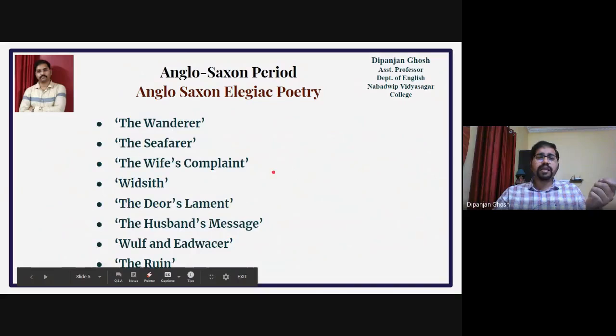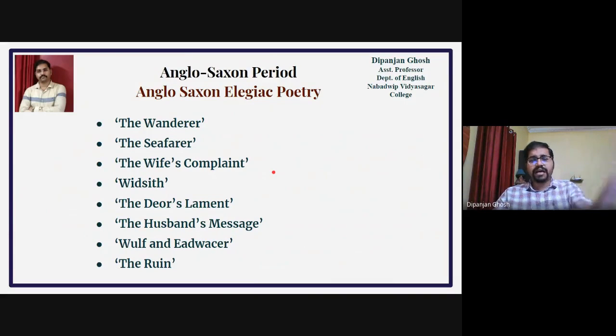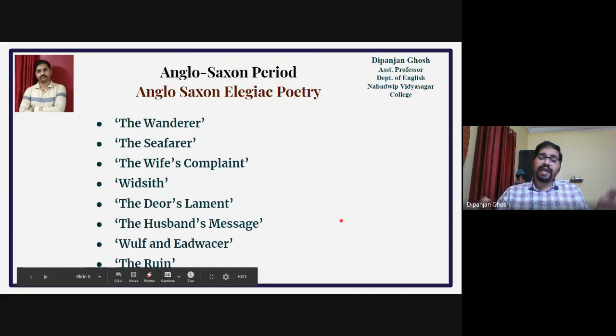So let us think about the Anglo-Saxon elegiac poetry. Ultimately, these are the patterns. These are the main important texts that are traced to be considered as Anglo-Saxon elegiac poetry, and under these you will find The Wanderer, The Seafarer, The Wife's Complaint, Widsith, Deor's Lament, The Husband's Message, Wulf and Eadwacer, and The Ruin.